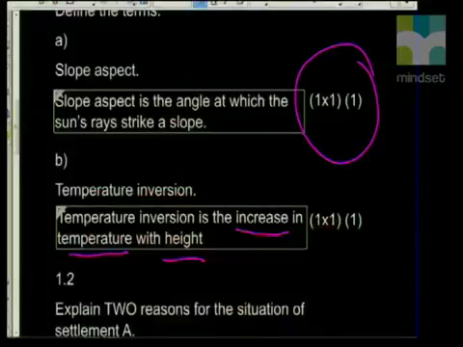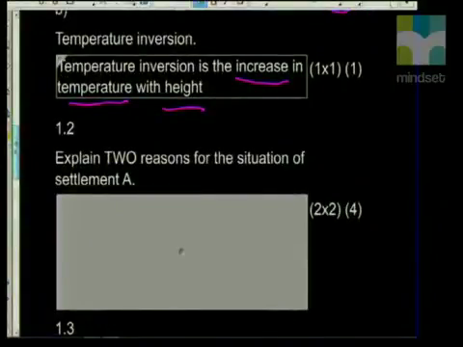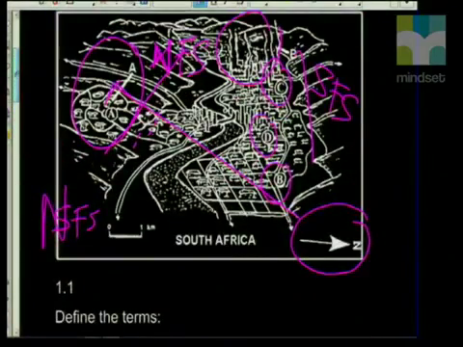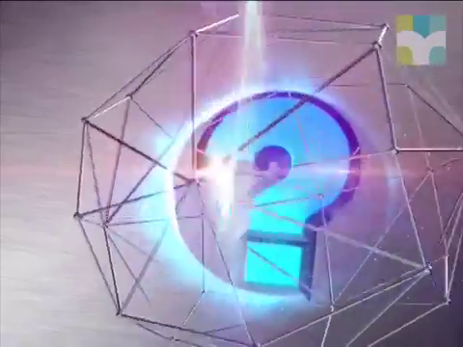Let's look at the next one. Explain 2 reasons for the situation of settlement A. Now, learners, you already picked it up. By studying your resource, you've picked up again. If we look at this diagram here, why is A?